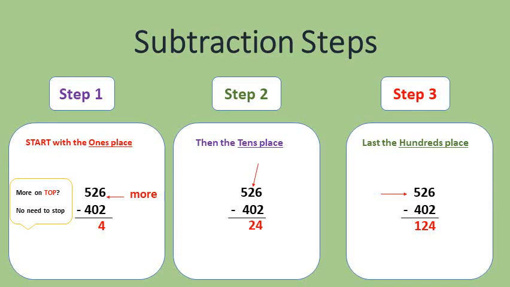Well done, everyone. Then in the second step, I'm going to move to the tens. I have 2 minus 0. So 2 minus 0 equals 2, of course. Any number minus 0 equals the same number. Then in step 3, I'm going to move to the hundreds place. So I have 5 minus 4. 5 minus 4 equals 1. So my answer is 124. Raise up your hand if you did it correct. Hooray, grade 2, very good.